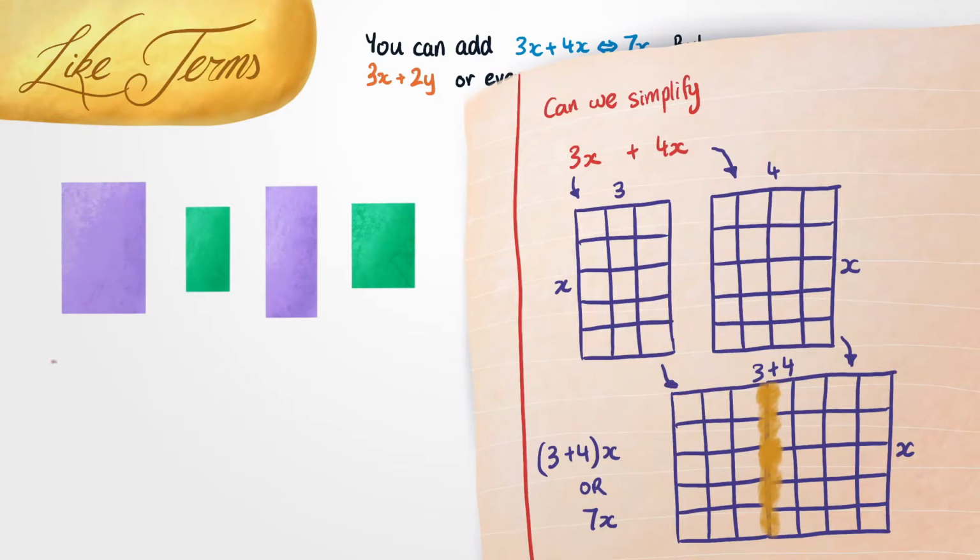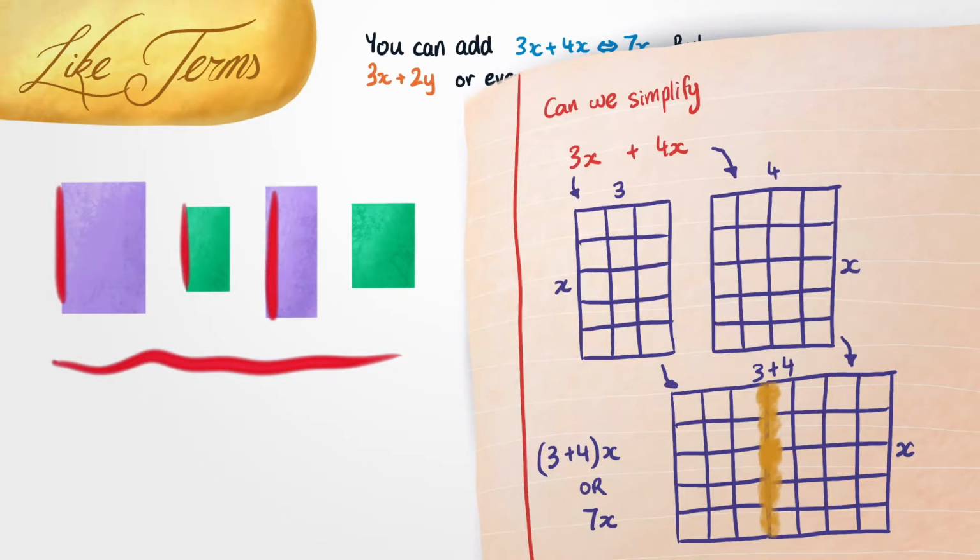So, in general, we could repeat this on this diagram here. Let's suppose these heights over here are x, and these heights over here are actually y.